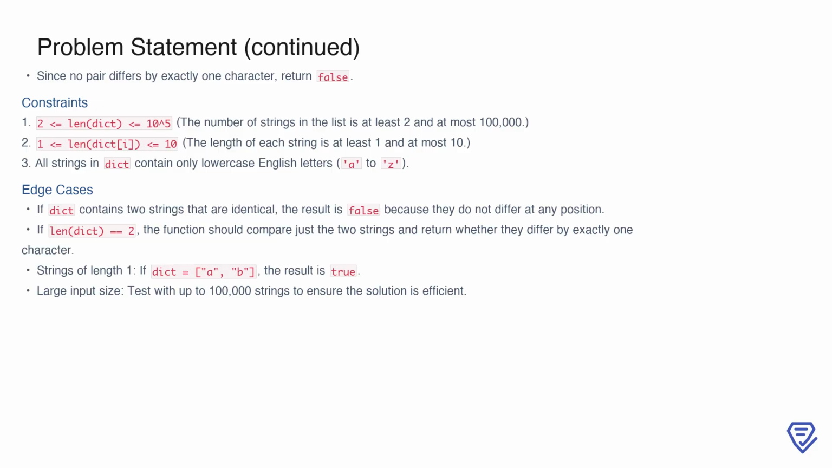The constraints further clarify the problem. The list can have up to 100,000 strings, each string can be up to 10 characters long, and all strings consist of lowercase English letters. Edge cases include identical strings, which should return false, or strings of length 1, such as dict equals A, B, which would return true. The solution must handle large input sizes efficiently while adhering to these constraints.